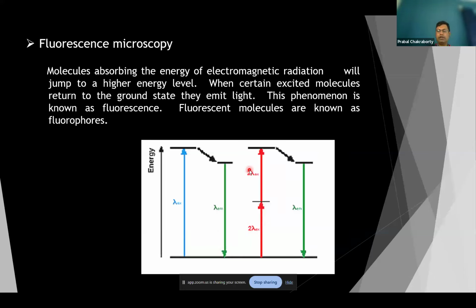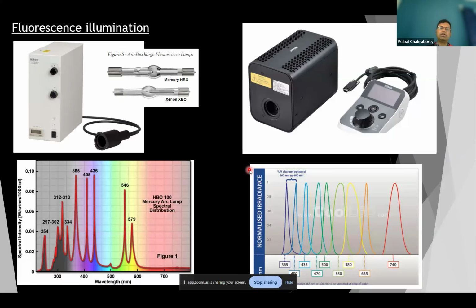So these are the two different excitation profiles that we have to understand. Now for the fluorescence light, actually there are different light sources.